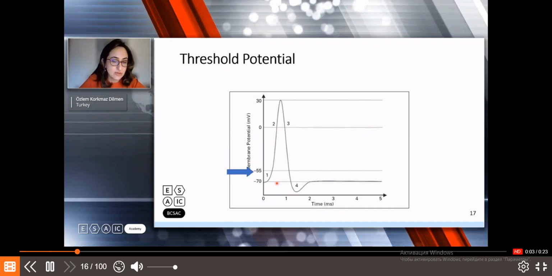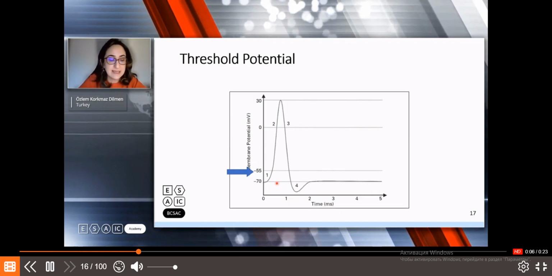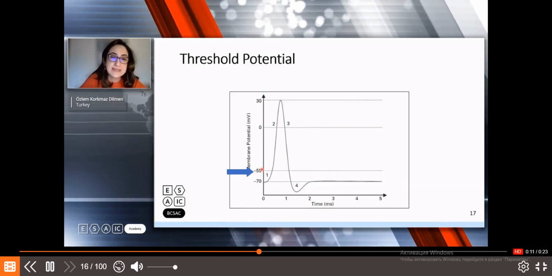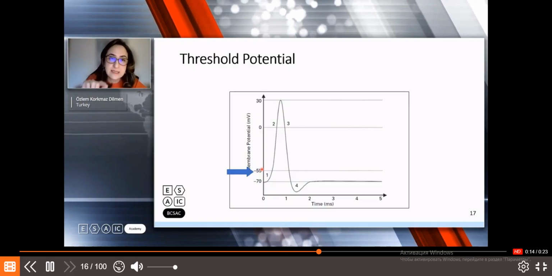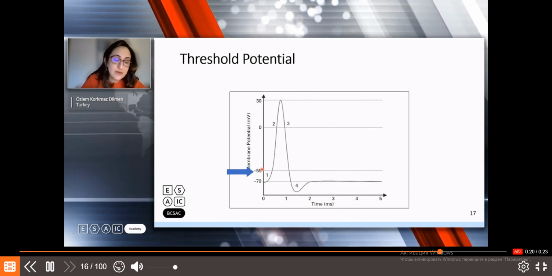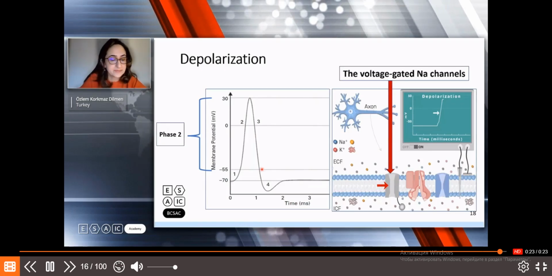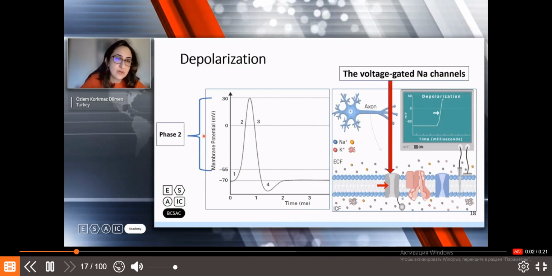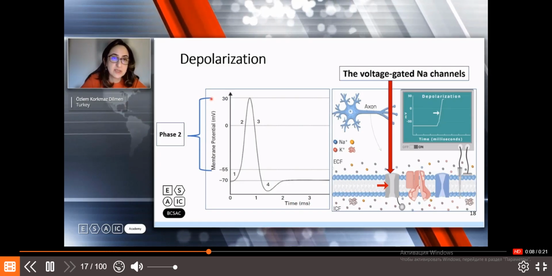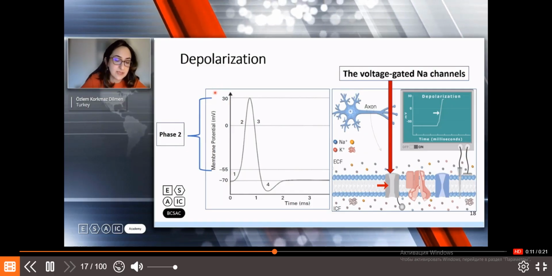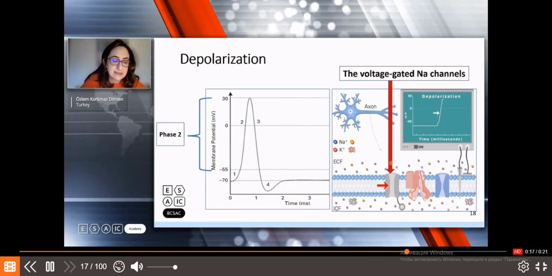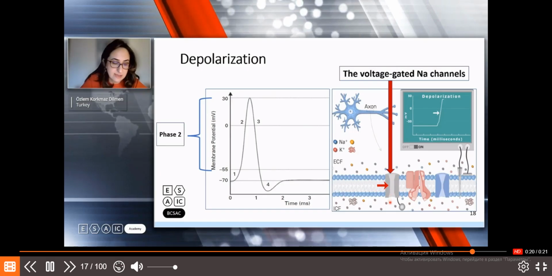After a stimulus, sodium enters the cell and the membrane potential increases up to minus 55 millivolts. This point is the threshold potential. Threshold potential is the membrane potential that must be achieved for an action potential to be propagated. The first portion of the curve demonstrates a rapid rise in membrane potential up to a peak of plus 30 millivolts as voltage-gated sodium channels open and allow rapid sodium entry into the cell.